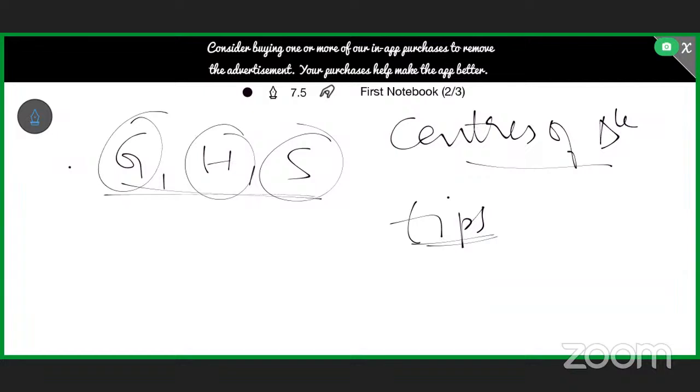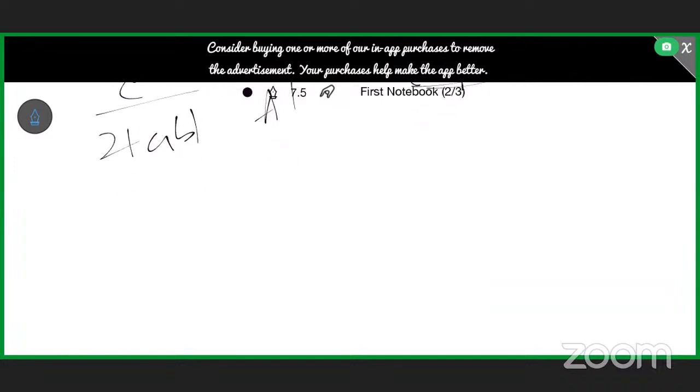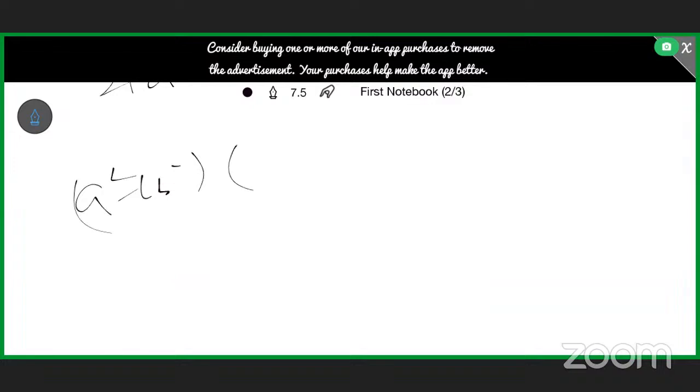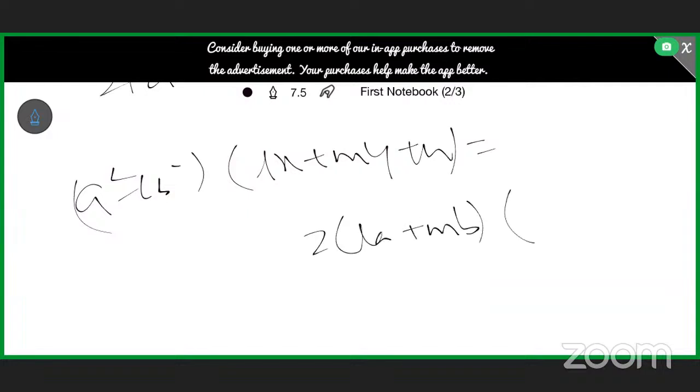Some problems I'll be using directly. Let us say the formula I use is c square by 2AB. You may ask why is this c square by 2AB? Because this is the area of the triangle. Or I may use an equation like a square plus b square into lx plus my plus n equals 2 into la plus mb into ax plus by plus c.